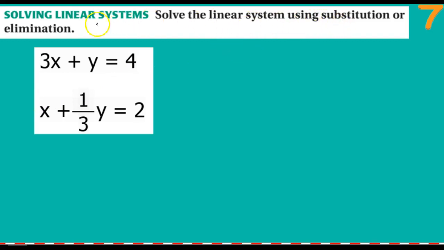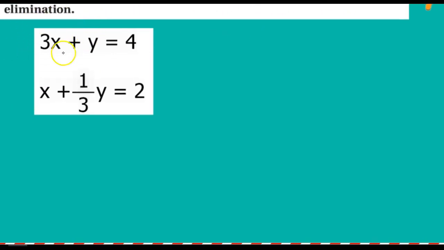Again, we're using substitution or elimination here. What I see is that I have 3x and x, y and 1/3 y, 4 and 2, but we're only worried about the x's and the y's. I'm trying to eliminate, so I think eliminating is the easiest. So I'm going to eliminate by multiplying this by 3. So we get 3x plus y equals 4, and 3x plus y equals 6.